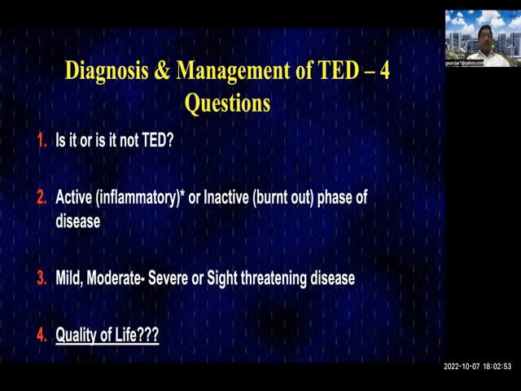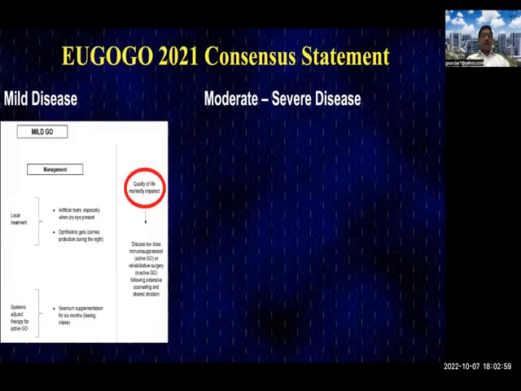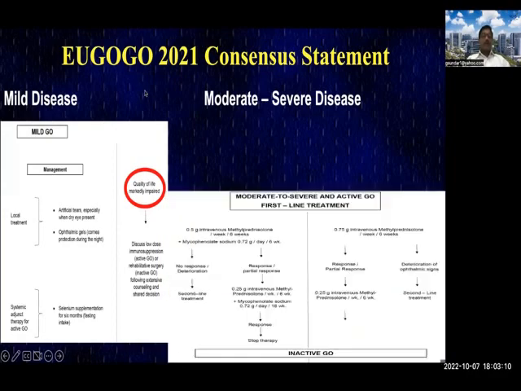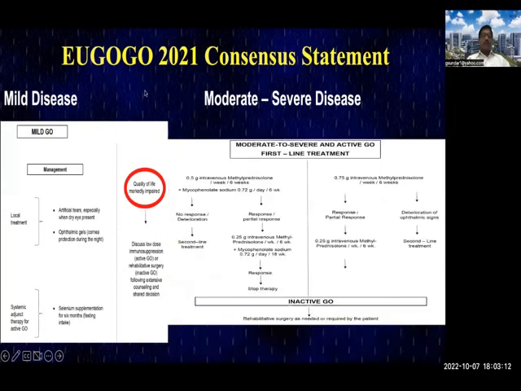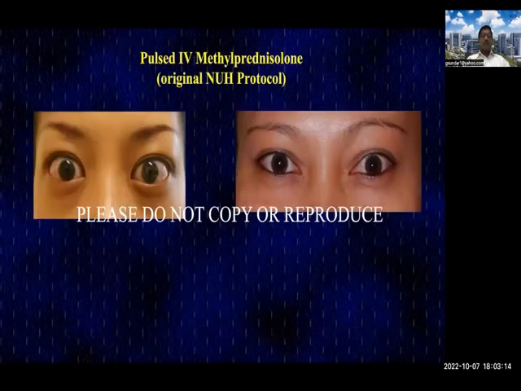The EUGOGO 2021 protocol rightly acknowledges the role of quality of life assessment even in patients with mild disease. You can see it in this flow chart, where even in patients with mild disease, if the quality of life is affected, doing various forms of intervention is very important. And of course, it's well known that moderate to severe disease requires more attention.